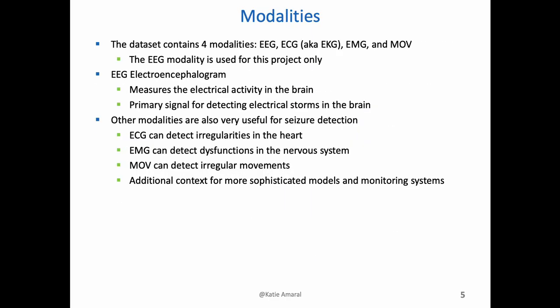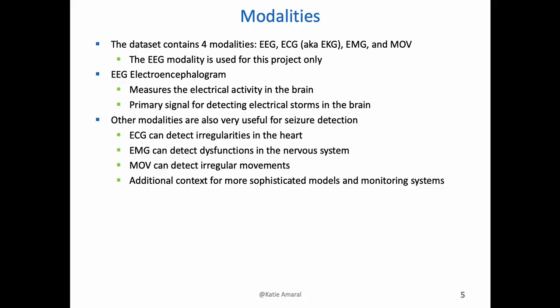The dataset contains 4 types of modalities for each subject, also known as patient. The scope of the original study and this project only covers the EEG modality. EEG measures electrical activity in the brain, and this is the primary signal for detecting neurological electrical storms and is extremely useful for seizure detection.